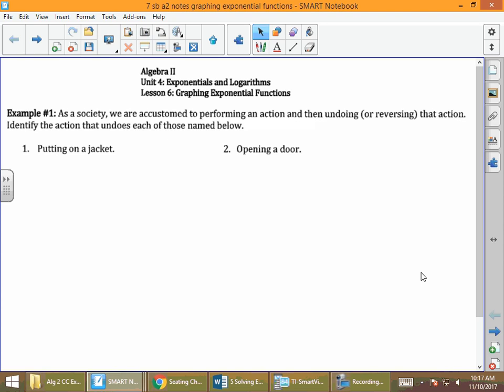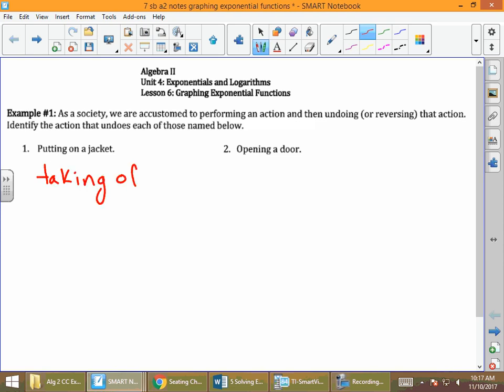If we take a look here at this first problem, it says, as a society, we are accustomed to performing an action and then undoing or reversing that action. So if we reverse or undo putting on a jacket, what is it? Taking it off. Or if we open a door, if we reverse or undo that action, we're closing. Close the door.